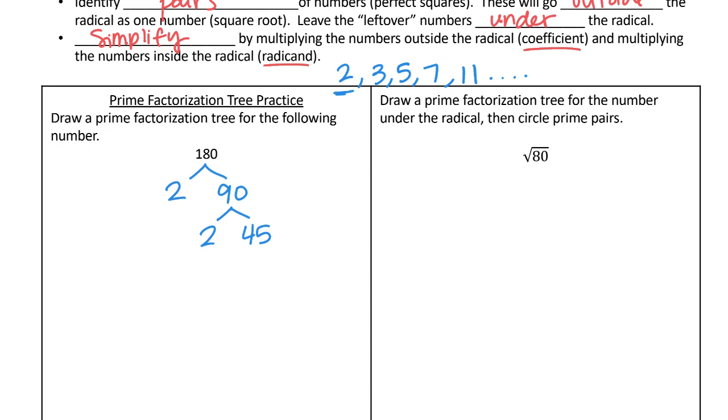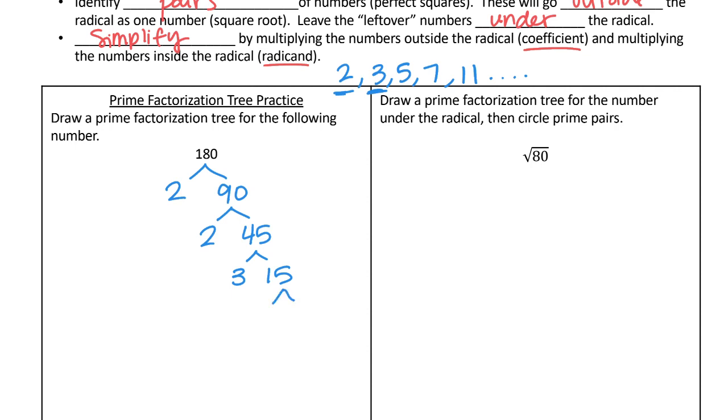45 is not divisible by 2, so I go to the next prime number, which is 3. And so 45 can be divisible by 3. And it's 3 times 15 gets us back to 45. And then we keep going.